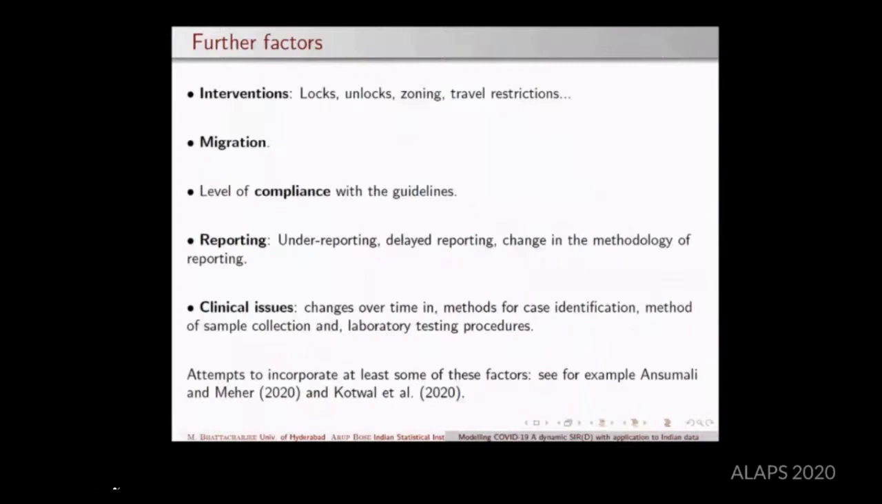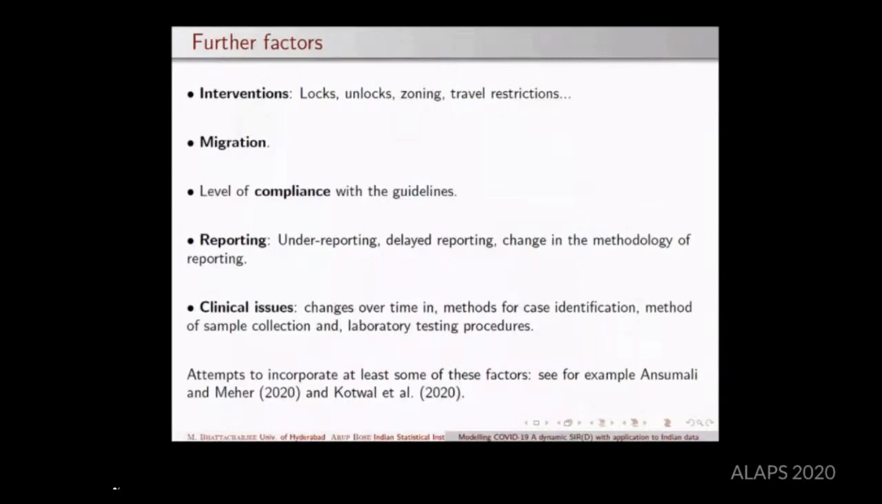And then there are clinical issues, and so that changes over time in the methods for case identification, the method of sample collection, and the laboratory testing procedures. There are so many different kinds of COVID tests now, for example, available. So these also add to the variations in the data over time.